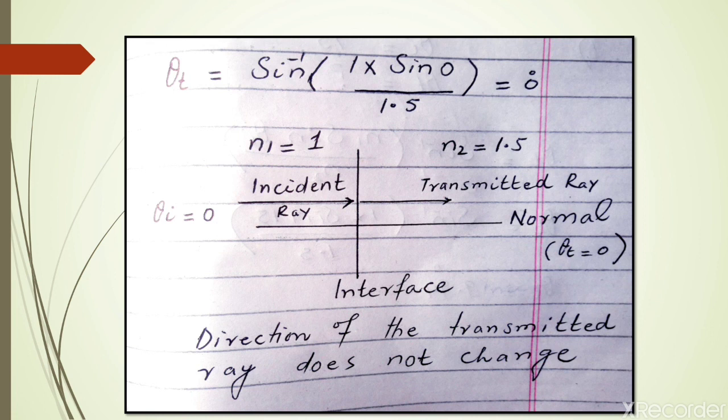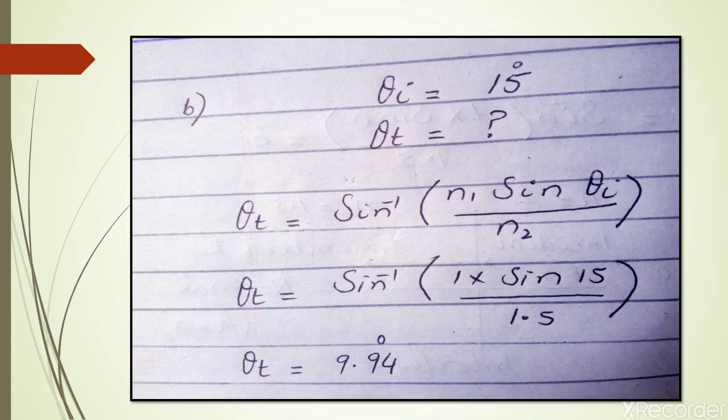Similarly, the transmitted ray is parallel to the normal because it is perpendicular to the interface, and it makes an angle of 0 with respect to the normal. So if the angle of incidence is 0, the angle of transmission will be 0, and the direction of the transmitted ray does not change in this particular case. Let us do the second part of this particular question.